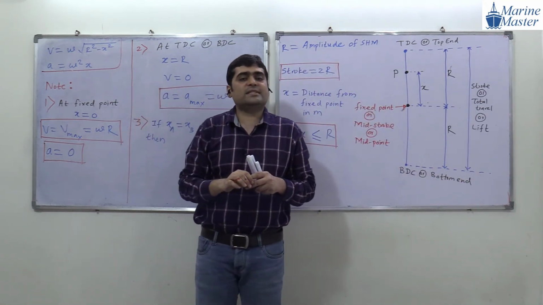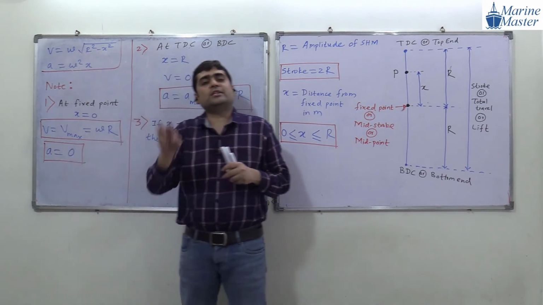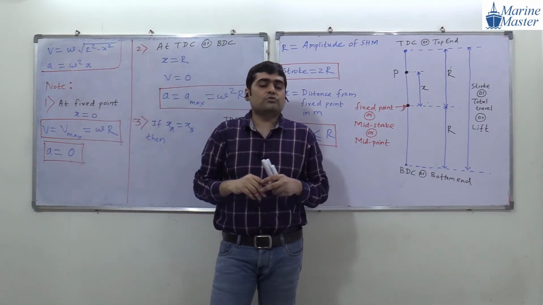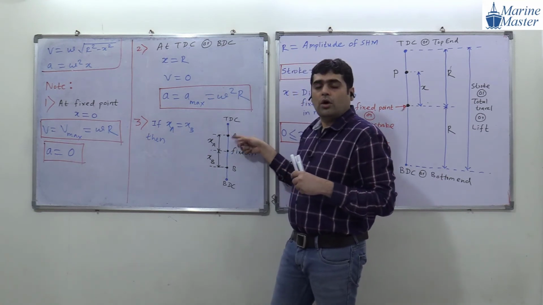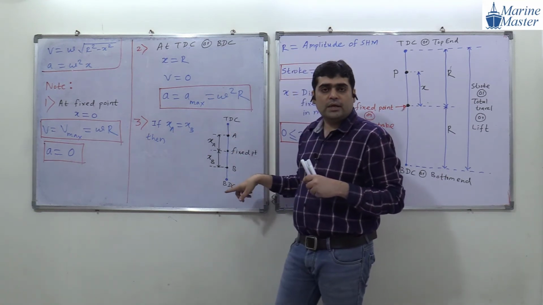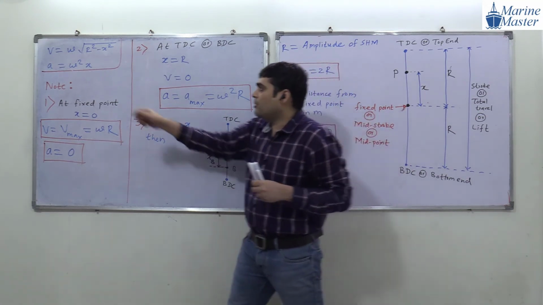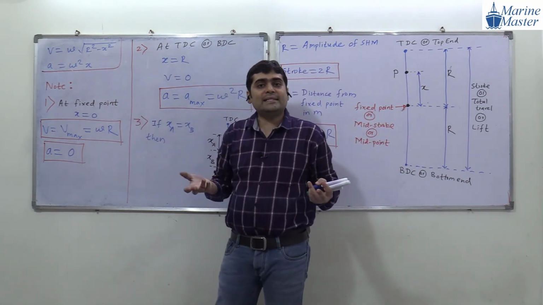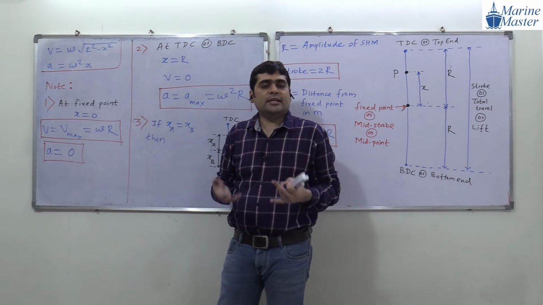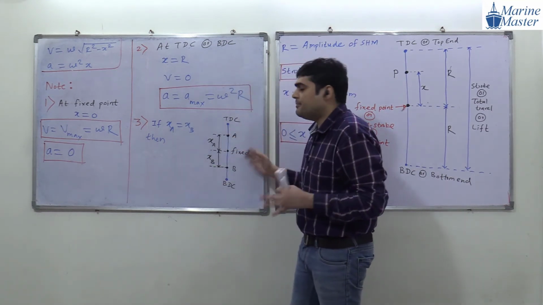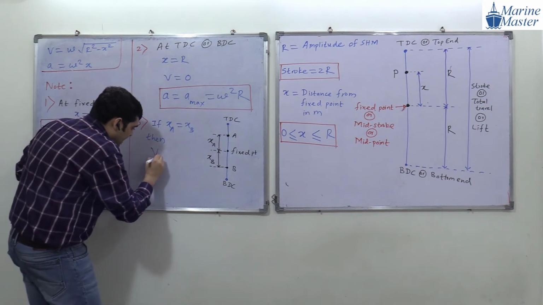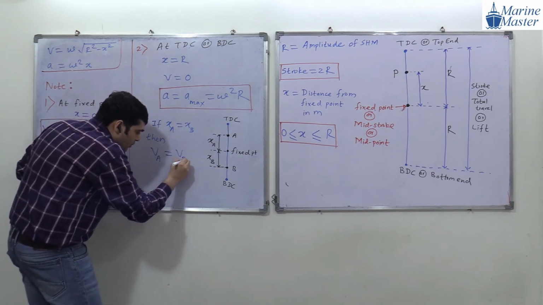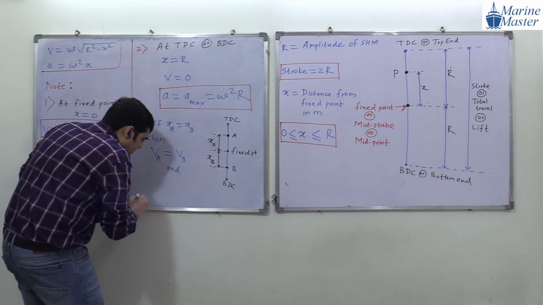Velocity depends on omega and r, and for that particular motion they are fixed. So if the value of x is the same on both sides, on the top side or bottom side of the fixed point, then what about the velocity? We can say that the velocity of point A and point B will be the same. So velocity at point A is equal to velocity of point B. And what will be the next point here?